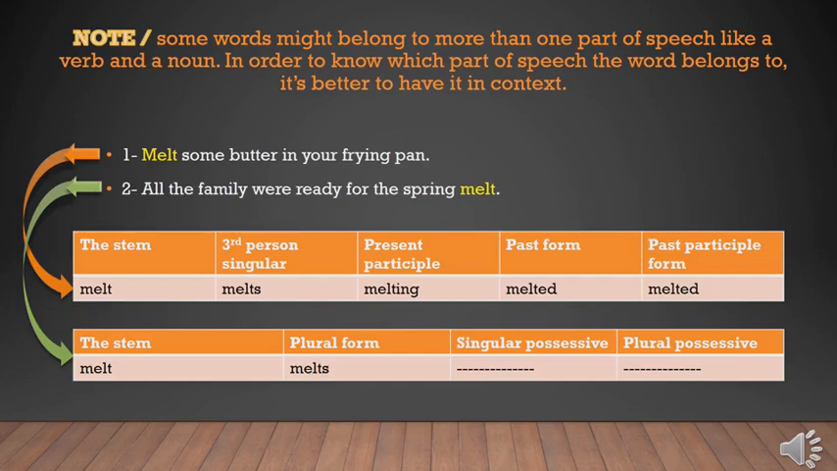In the second sentence, "All the family were ready for the spring melt." Melt here is a noun. It comes after the preposition. It is the object of the preposition, the preposition for. For the spring melt. Of course, the spring modifies melt, but the noun is melt. Because it is a noun, we have to write the noun paradigm. The stem is melt, the plural form is melts, the singular possessive and the plural possessive are left empty because it is an inanimate noun.